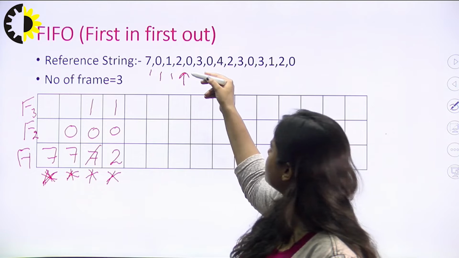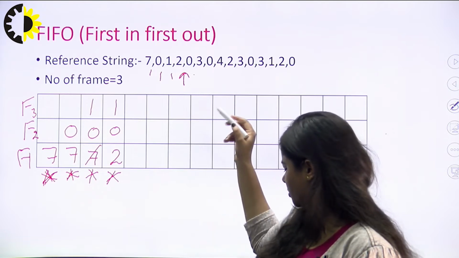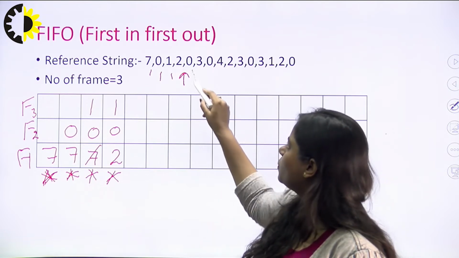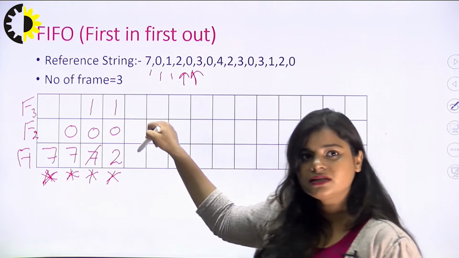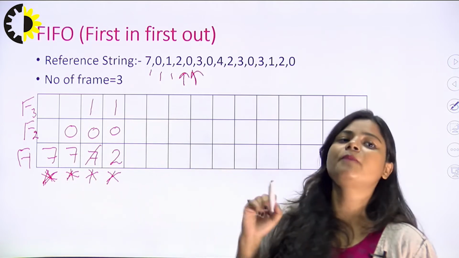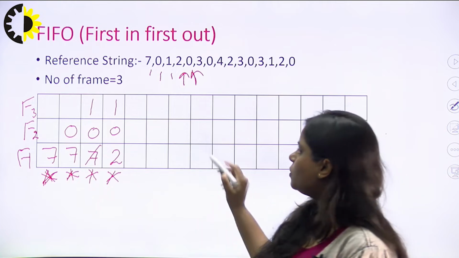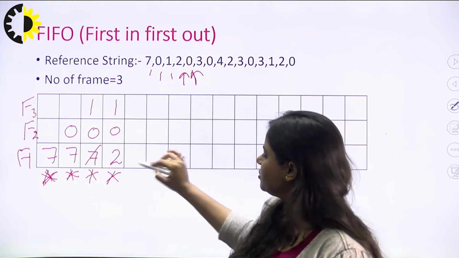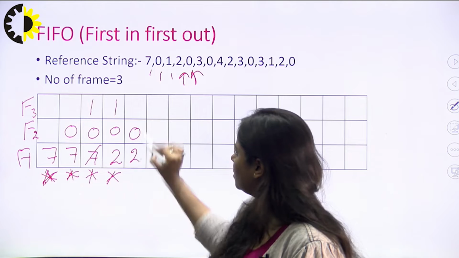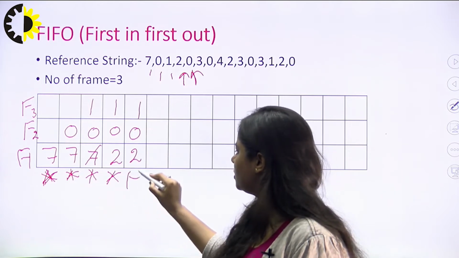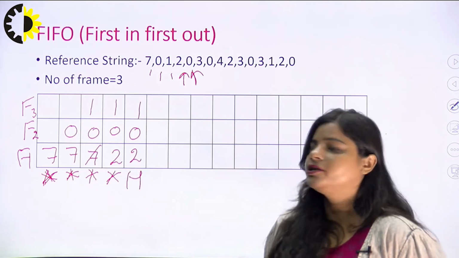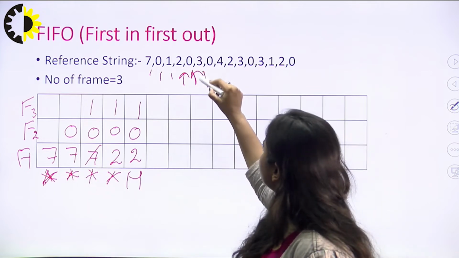Next we are having 0. Here you can see that 0 is already present inside the frame. So it is a page hit. Okay. So already we are having 0 inside the frame, and it is now a page hit. Okay. So let's continue with the next page number, page 3.